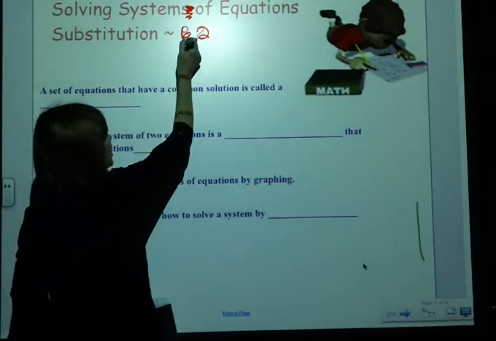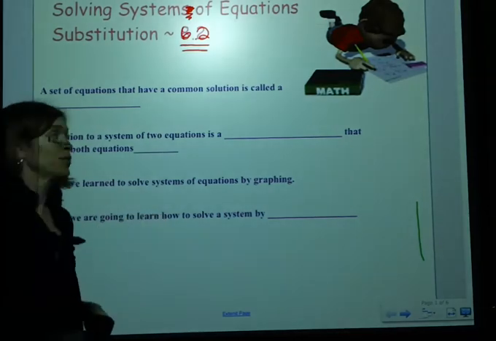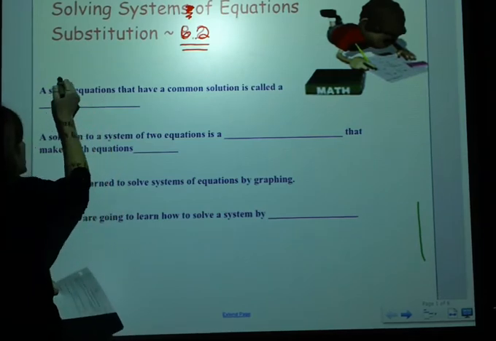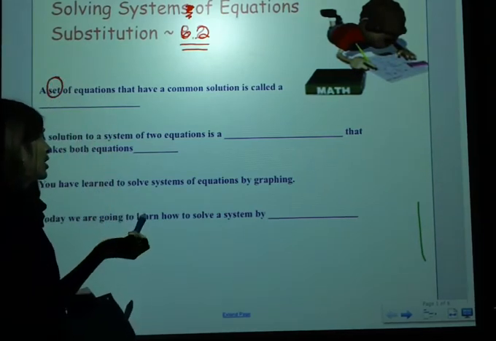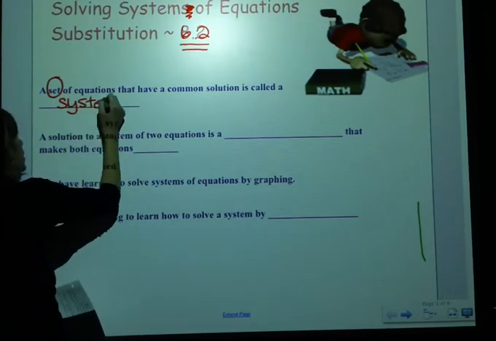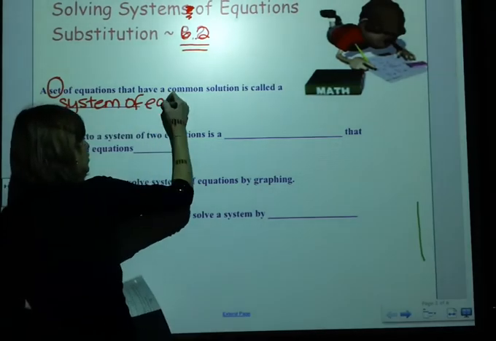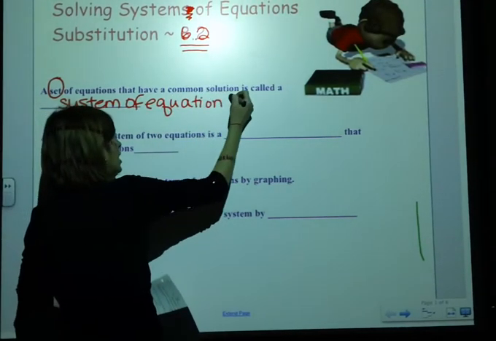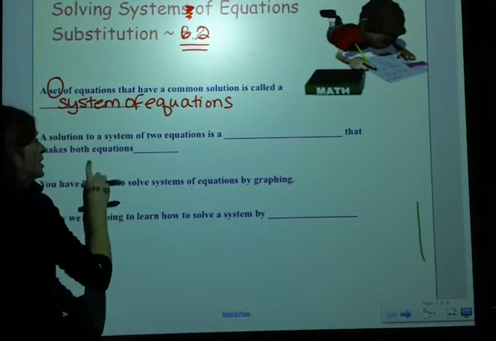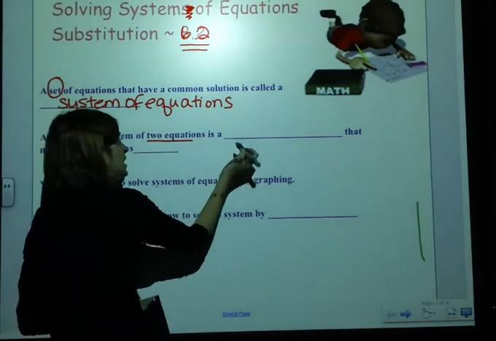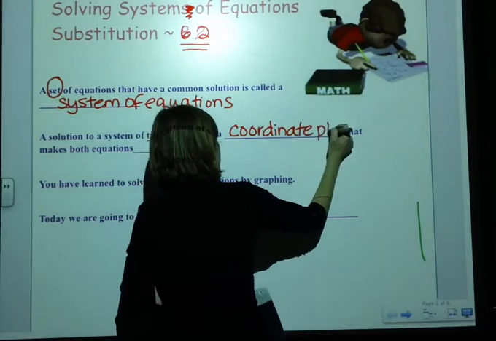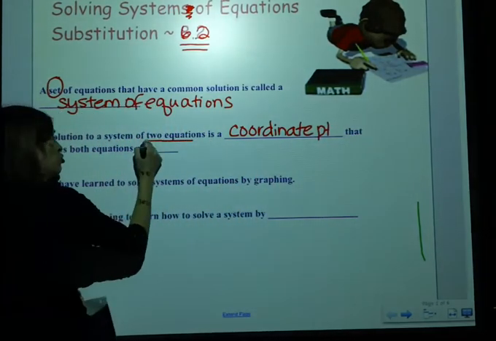So first of all, we're in section 6.2 and we're talking about systems of equations. Let's remind each other that a set of equations, so more than one equation, that have a common solution is called a system of equations, okay? I've asked that question several times, so you're going to have to be able to identify a system of equations. A solution to a system of two equations is a coordinate point that makes both equations true.